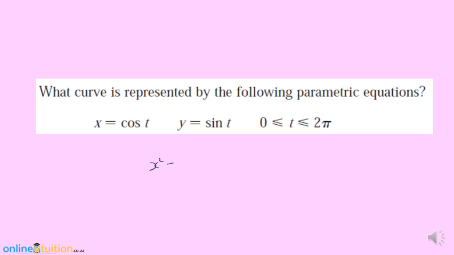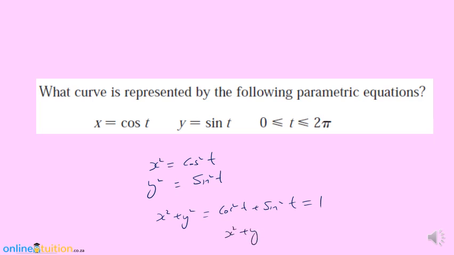You've got x squared equals cos squared t, y squared equals sin squared t. And guess what? If I add those, x squared plus y squared is cos squared t plus sin squared t, and that gives you 1. So we've seen this in grade 11, for instance, that x squared plus y squared equals 1 is the equation of a circle of radius 1. Yeah, that is so cool.